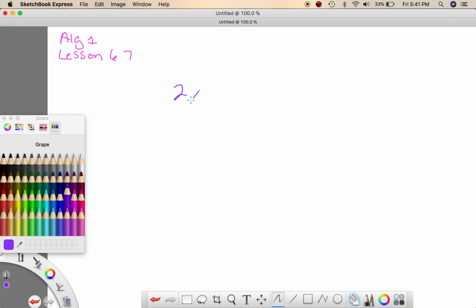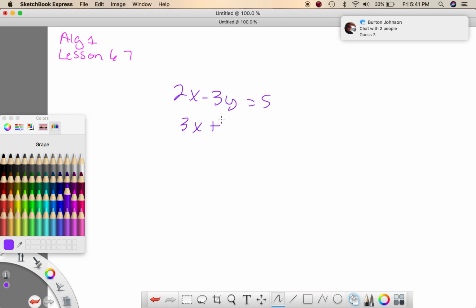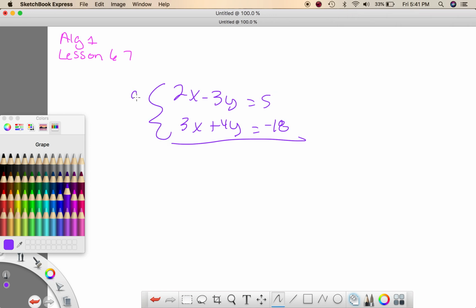So we have 2x minus 3y equals 5. Oh, so they're just doing it again, but now they're eliminating the y's. Okay, so remember we could do whatever we want to do. We just have to do it using the rule properly. So now we're getting rid of the y, so we're going to multiply this one by 4 and this one by 3.